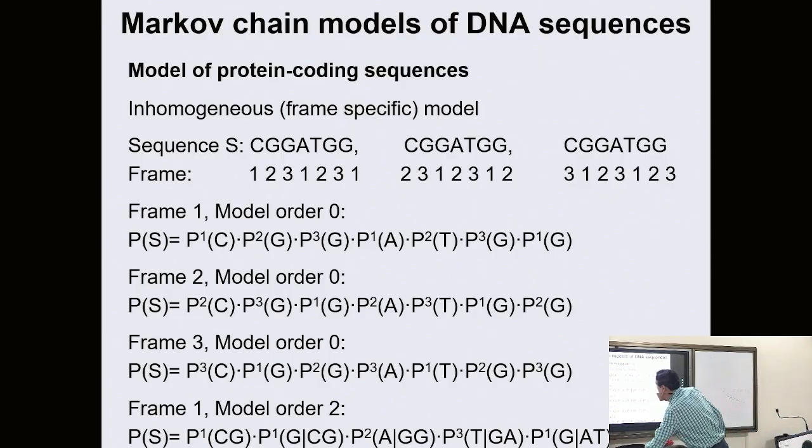Oh, here it is. Okay, so let's consider frame 1, this one. CGG, so all triplets of nucleotides. We consider the model order 2, so 2 previous bases and the next base, so 3 nucleotides. So CGG, and the next would be GGA, and then the next would be GAT, and so on.